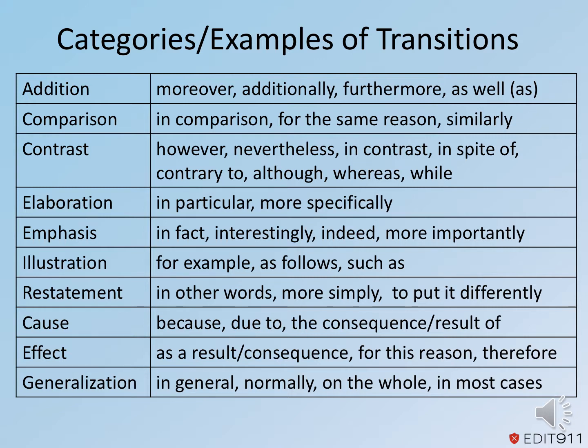Here's a table that shows some examples of transitions grouped according to the textual functions that are commonly needed in dissertations, like addition, comparison, contrast, elaboration, emphasis, illustration, restatement, cause, effect, and generalization. There are lots of similar classifications on the internet that are freely available to students, so it would be a good idea for them to keep something like this handy as they're writing.